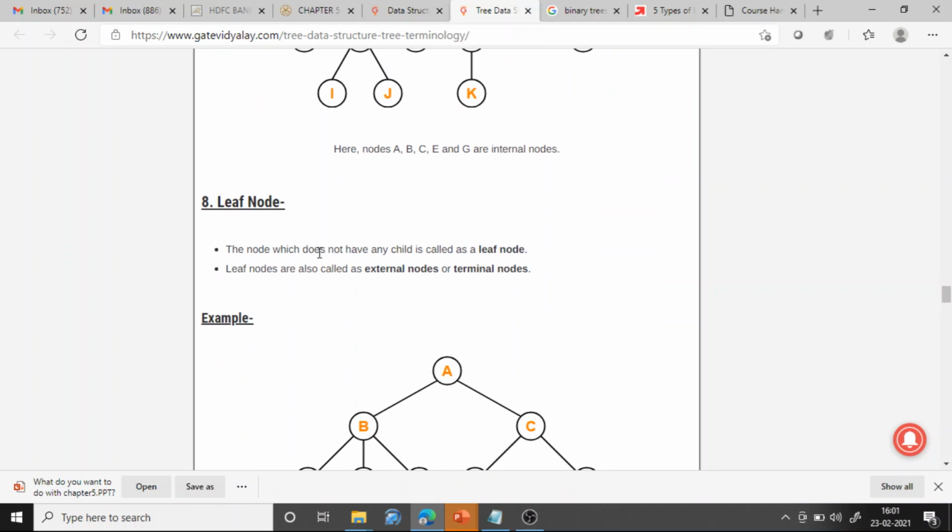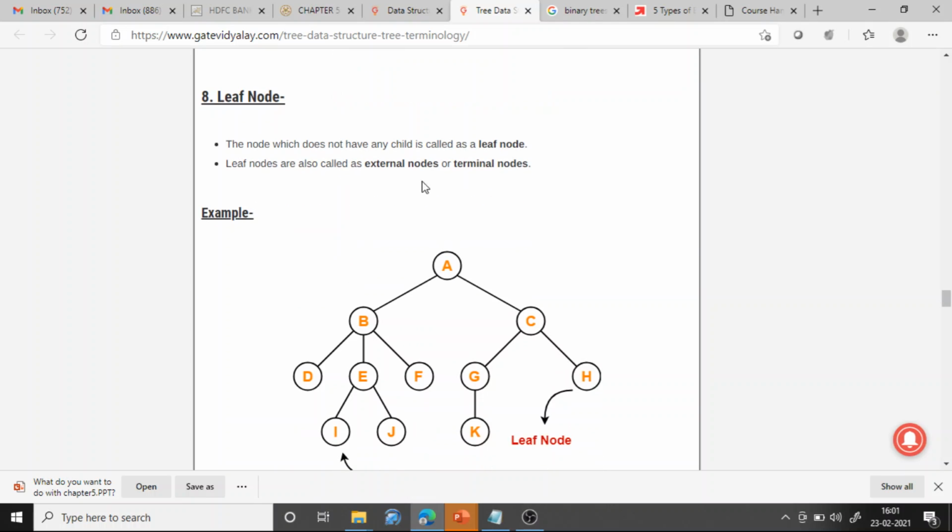What is a leaf node? The node which does not have any child is called a leaf node. A leaf node is also called an external node or terminal node. These are different terminologies. The nodes other than the leaf nodes are called internal nodes or non-terminal nodes.